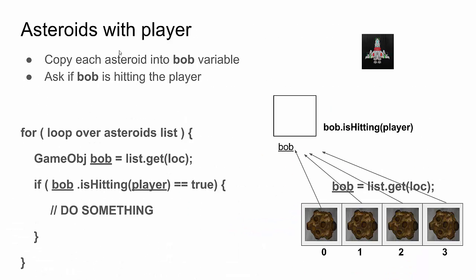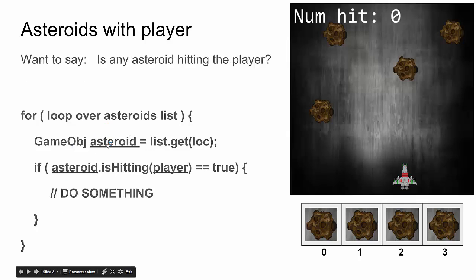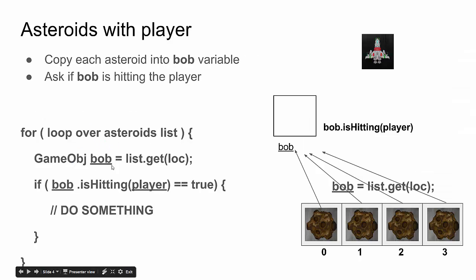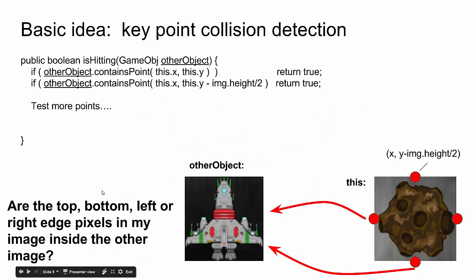So here, if the asteroid is the one running the isHitting method, I'd give it the player as input, just like we did way back here. So I'm looping over all the asteroids. Bob is an asteroid, so I'm asking Bob, are you hitting the player? So the input object is player, and an asteroid is the one running isHitting. So if I say this.x, this.y, it's the xy coordinates of the particular asteroid that's running this method. And other object is the player object, because that's the one that was input to this method. So I'm asking the player object, do you contain the point? And then I'm giving it my own center.